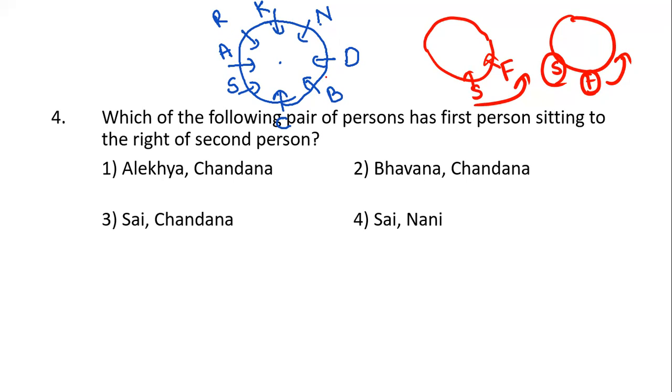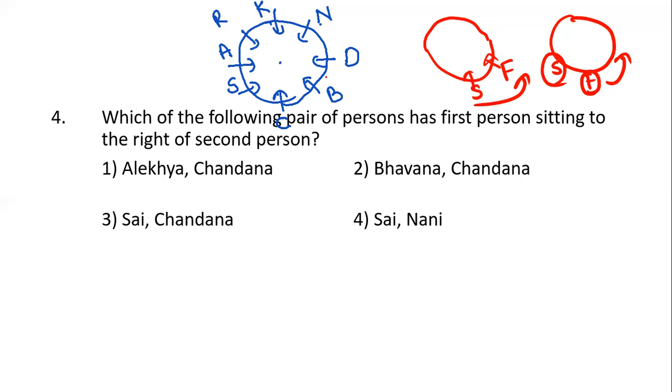So where is second person? Second person is here. Second person's right side is this. Means you have to check second person position and right side of second person position. Okay. Coming to the question here, Alekhya and Chandana.